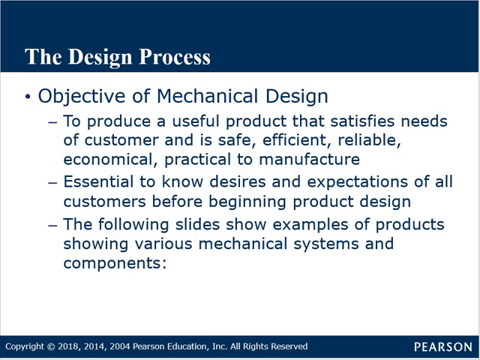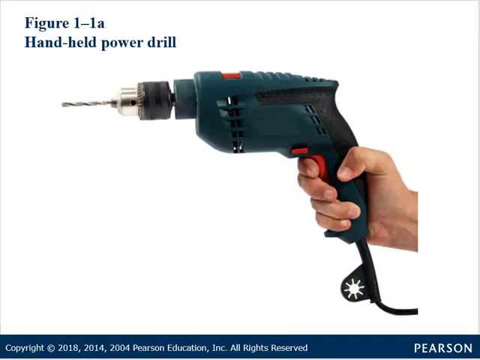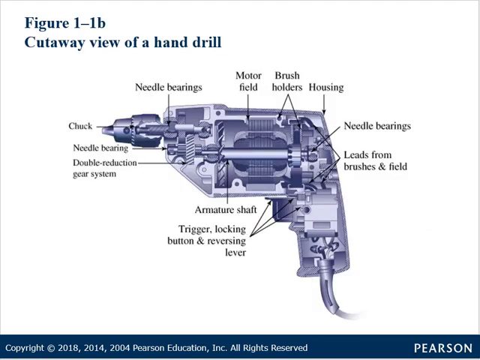The following slides show some examples of products showing the various mechanical systems and some of the components that we're going to be talking about. For example, here's a handheld power drill. There are a lot of mechanical parts and systems in a handheld power drill. This cutaway shows needle bearings, speed reduction gears, turning shafts with bearings on them, a motor field, electrical wires coming in, and all of this packaging that holds the inner components of the drill. These are a lot of the types of systems that we're going to be talking about here.